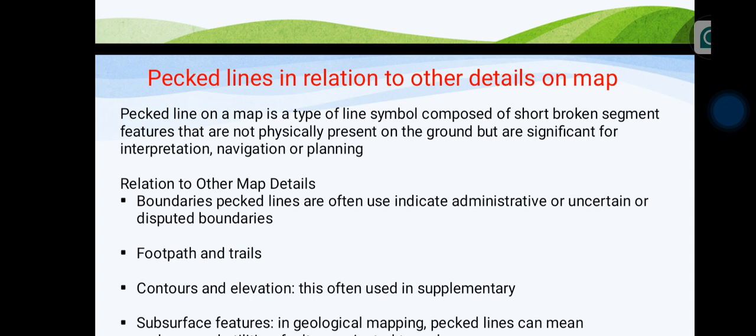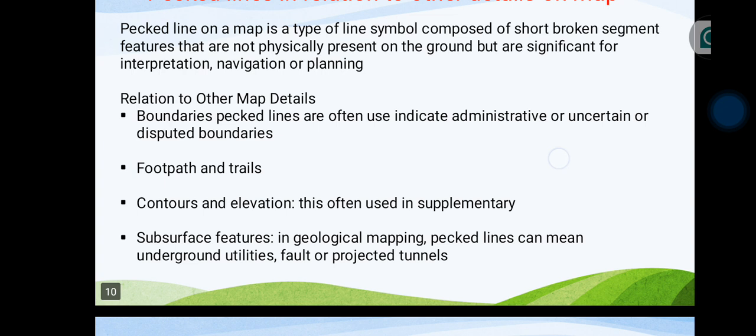Also, peck lines are also used for supplementary contour. Ordinary contours are shown with regular lines, but for supplementary contours, peck lines are used. We also use peck line for something like surface features in geological mapping. Peck line can mean underground utility, fault or projected tunnel.